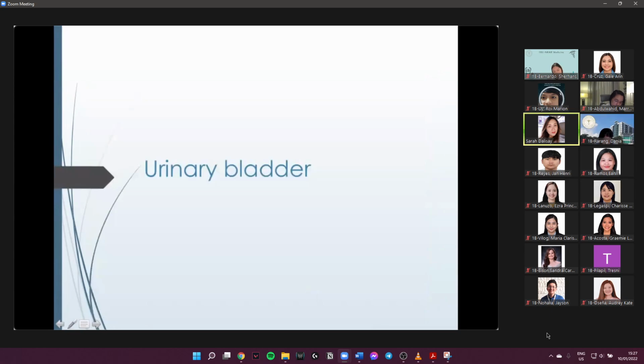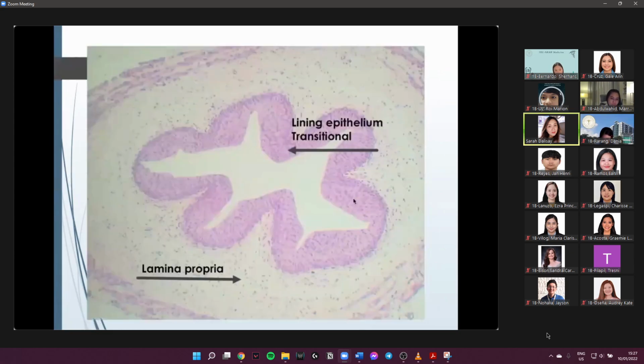So the next thing that we have to look at is your urinary bladder. Kasi hindi masyadong pinakita dito yung transitional epithelium, no? That is why I just had to tell you that for the most superficial layer that you find here, you will see what we call the dome-shaped cells or the umbrella cells.